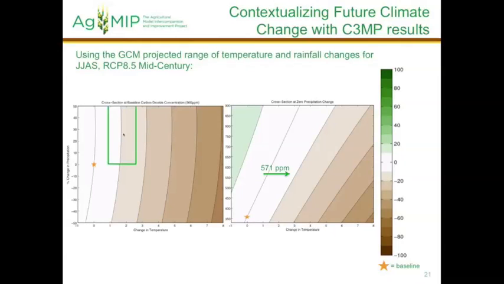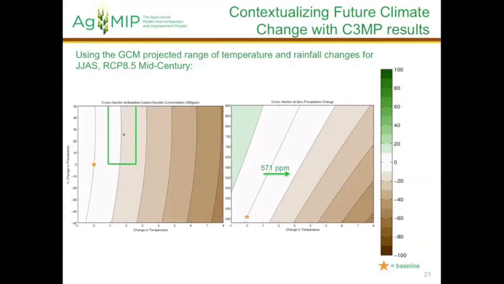So if we take those ranges of change and throw them onto the C3MP plots that we'd shown before, the left-hand plot shows precipitation on the y-axis and temperature change on the x-axis. Now this is at a carbon dioxide concentration of 360, but the advantage with C3MP is that we can actually put in a carbon dioxide concentration that's representative of the RCP 8.5 mid-century, which is what we're running, which is about 571 parts per million. But if we look at the boxes, the green arrow on the right and the box on the left, this highlights the range of change that's being projected for this climate scenario by these models.